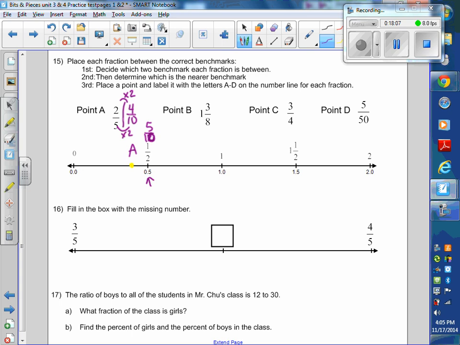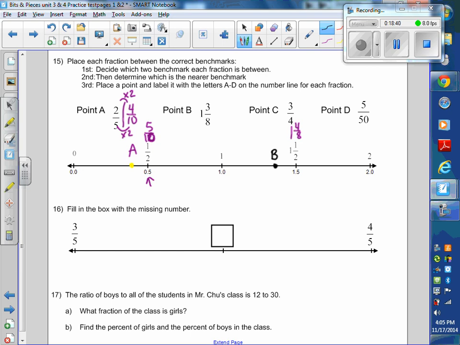So for point B, we know it's 1 3/8. So since 3/8 is the next one I'm going to compare, I'm going to write 1 1/2 as 1 4/8. These are the same, which helps me place 1 3/8 closer to 1 1/2 than it is to 1. So you don't have to be super accurate, but you want to be closer to the correct benchmark.